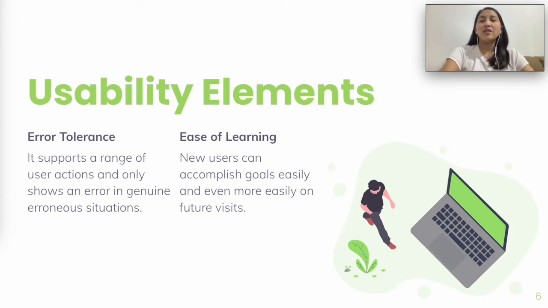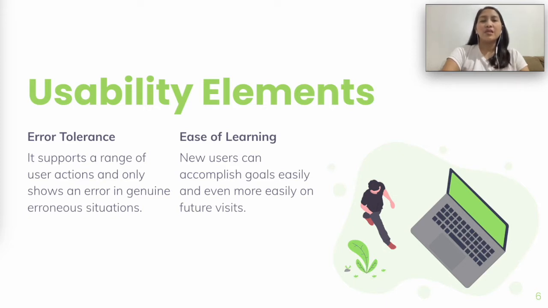So, the fourth element of usability is error tolerance. When you say error tolerance, it supports a range of users' actions and only shows an error in genuine erroneous situations. So, dalawang bagay. Naiiwasan nito na magkamali yung user. At ang pangalawa, kung magkamali naman siya, ay kaya niyang mag-exit or lumabas dun sa pagkakamali na yon. Or maaaring yung system ay nagbibigay ng actions na pwede niyang gawin regarding that mistake.